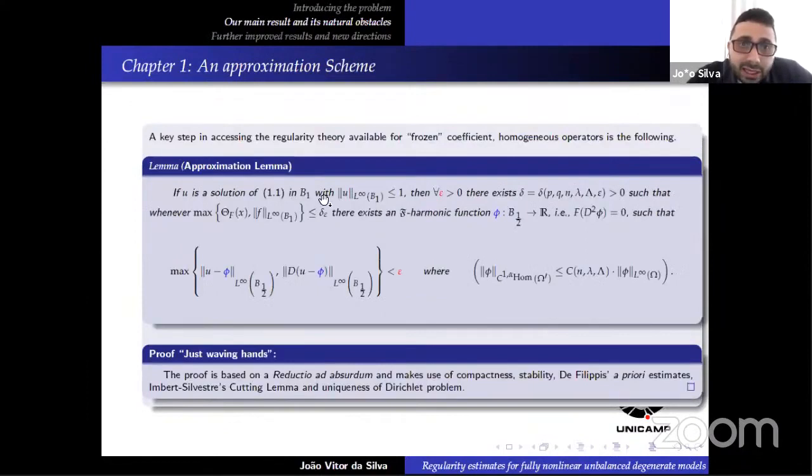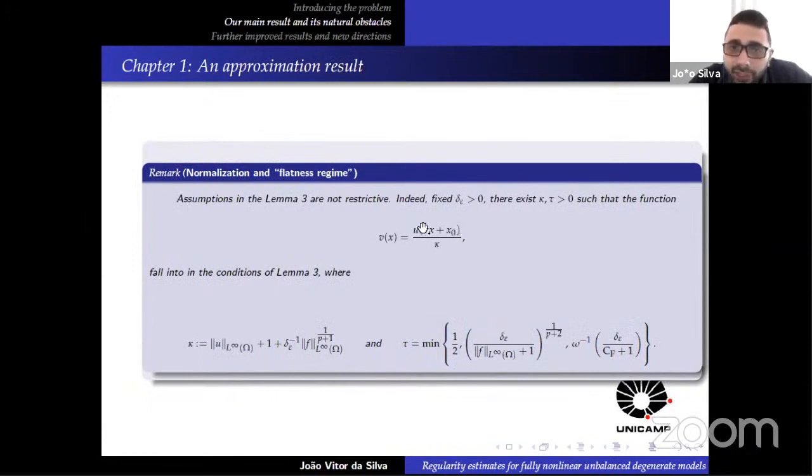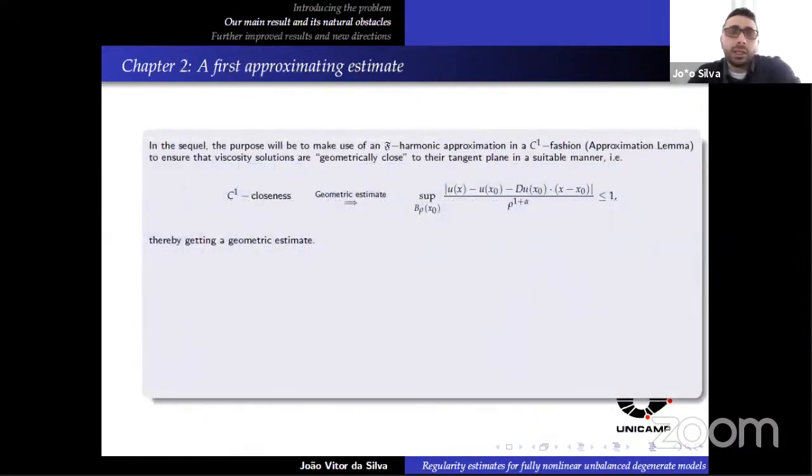These assumptions, the normalization in the smallness regime, are not restrictive in the following sense. We can perform a normalization in scaling such that the V, the F, and the oscillation of the coefficients fall into the assumptions of the previous lemma. Then we can perform a normalization in flatness regime. Then the approximation lemma implies a C^1 closeness which, combined with the a priori estimates, implies that each solution is geometrically close to its tangent plane in this sense.